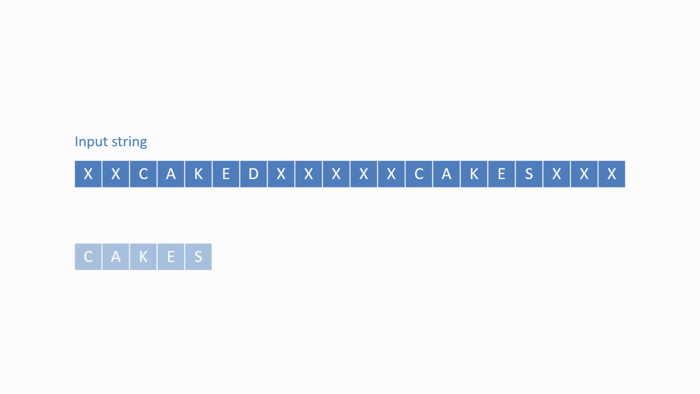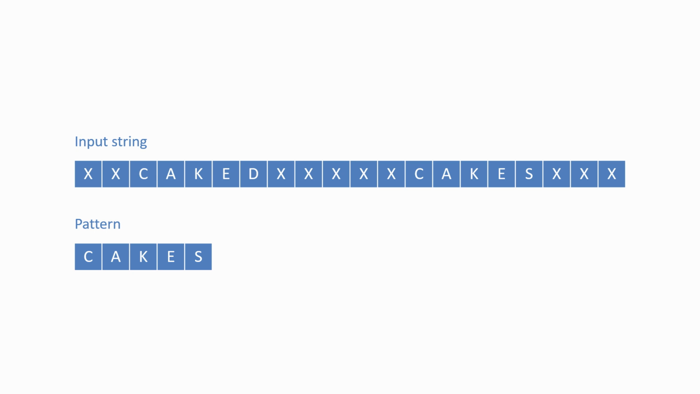Now, suppose we want to search the input string for a particular word, or indeed any pattern of characters. In this example, we want to know if the input string contains the word cakes. We'll refer to the word we're looking for as the pattern. In an application, the pattern would probably be stored in an array variable or a list.